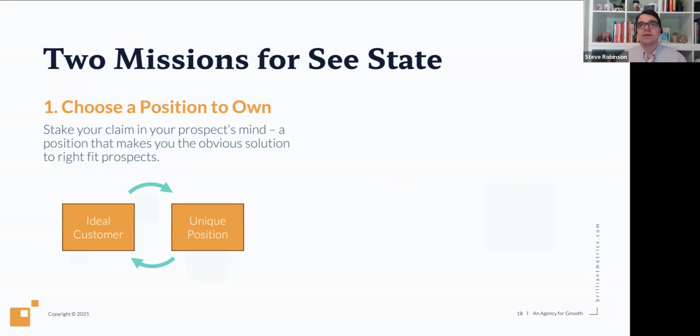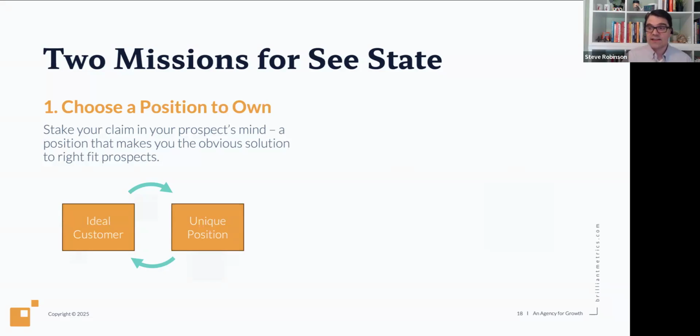That means that you're staking a claim as the ideal provider, the obvious solution for them because you offer something unique that they're in a unique position to need. We do a great positioning exercise where we go back and forth among define your ideal customer and, more importantly, who are you not ideal for? What is your unique position? What are the unique attributes of your brand personality, or the unique attributes of your products and services, that make you the obvious solution for that ideal customer?